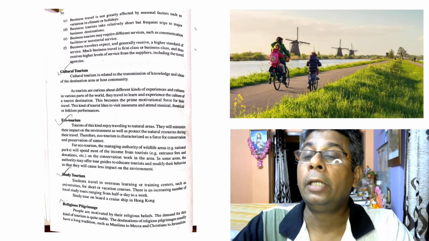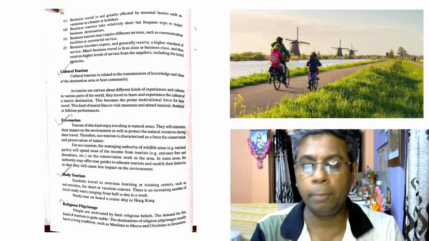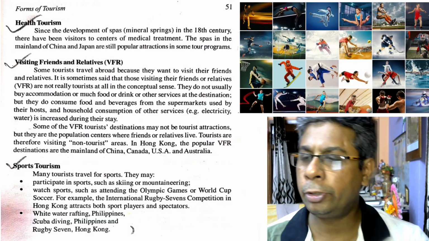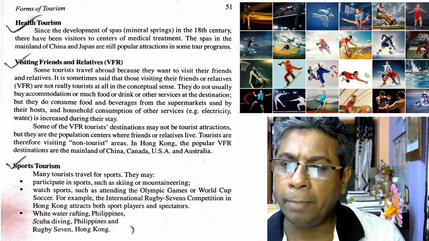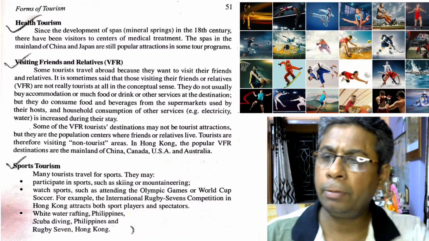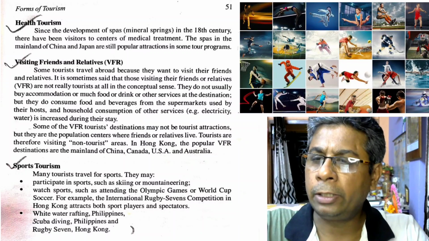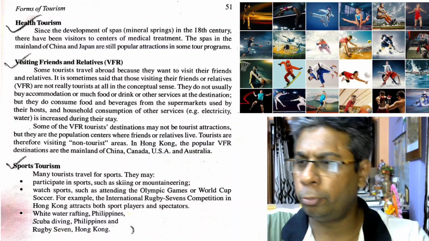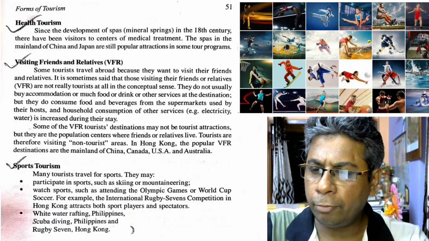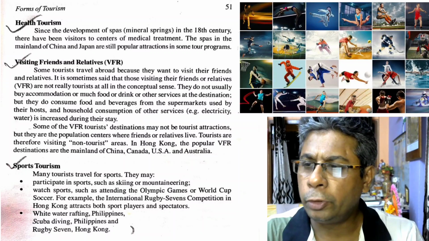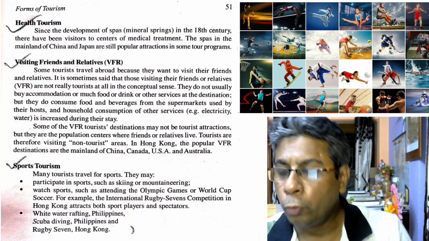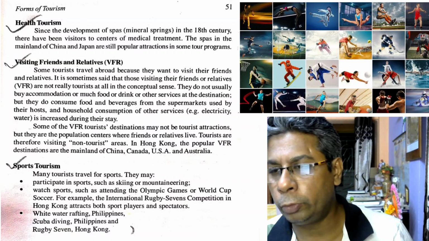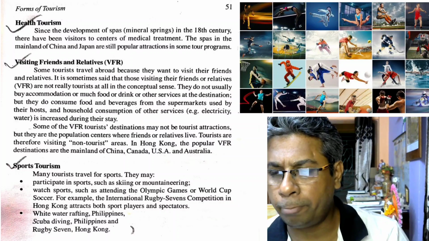Next, health tourism and ecotourism. Ecotourism is another important area where people experience ecology and the environment. Health tourism is related to visits for medical treatment purposes, and the development of spas in the 18th century also motivated tourists to go to different places, like China and Japan, which are still popular attractions in some tour programs. Visiting friends and relatives is where they want to visit their friends and relatives. Roots tourism is also related to this, where people want to know their ancestors' home, another interesting part of tourism.